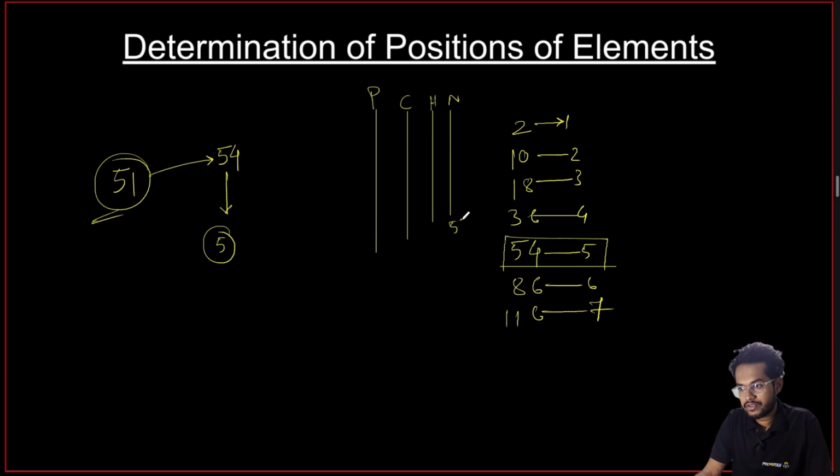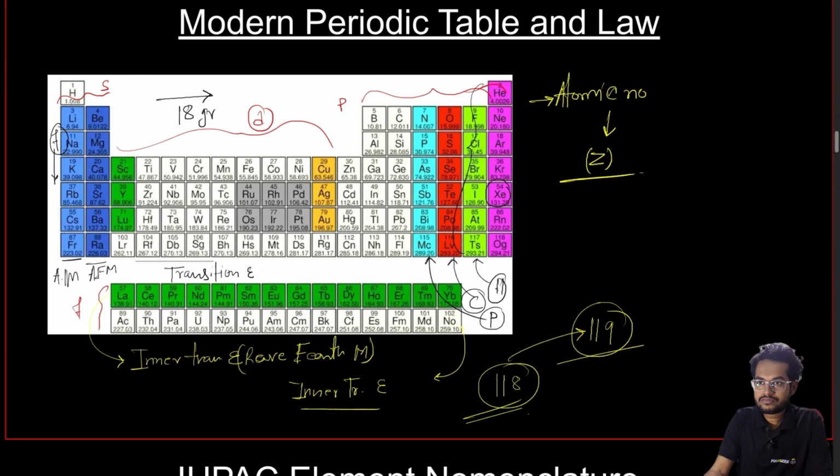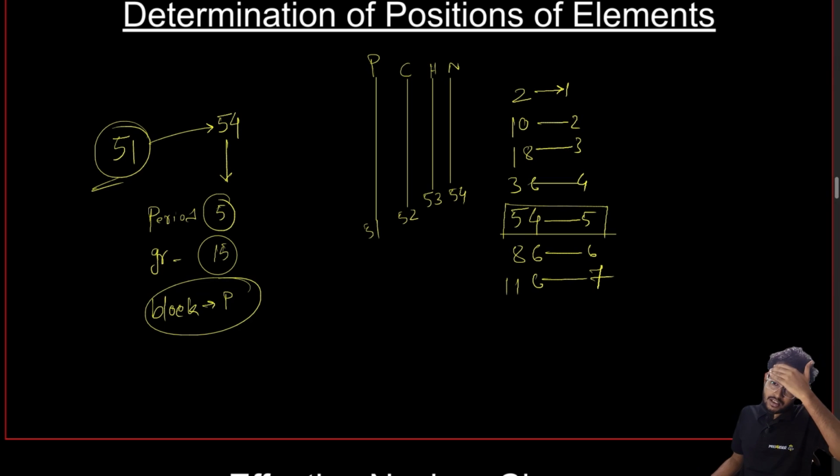So this will be 54, 53, 52, 51. So your pnictogen is your group 15 element. So this is your group, this is your period, and your block is p block. This is how you can determine the position of your element.